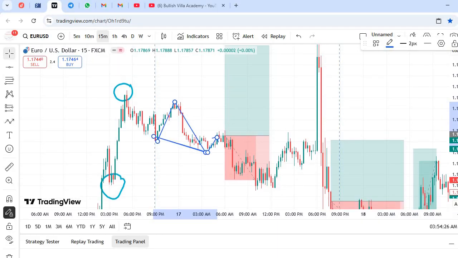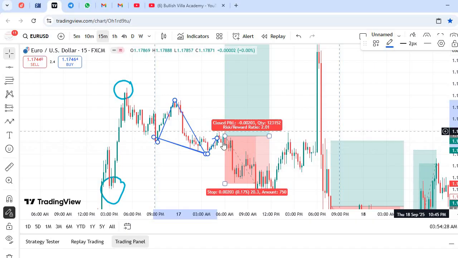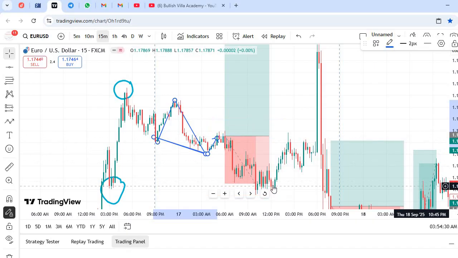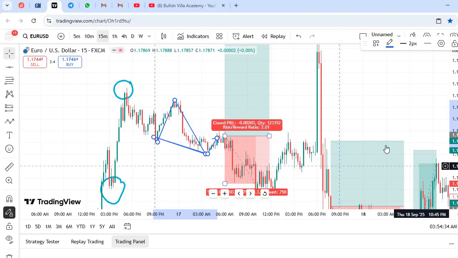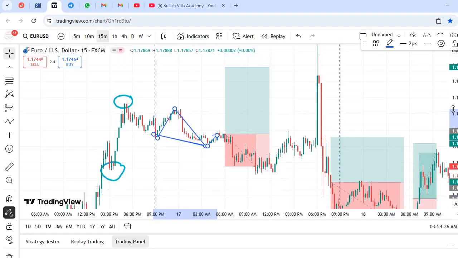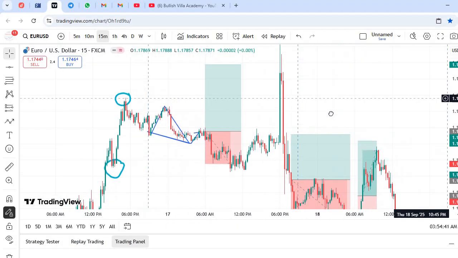But unknown to me, you can see, it just came down and took me out. So I was taken out here. I was taken out on this trade. So I lost 1.7 hour on this trade.